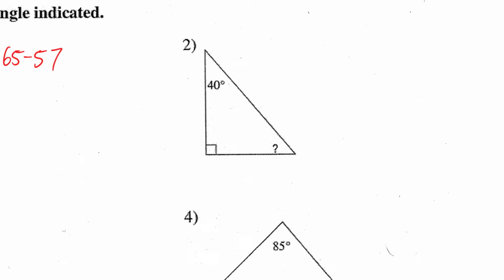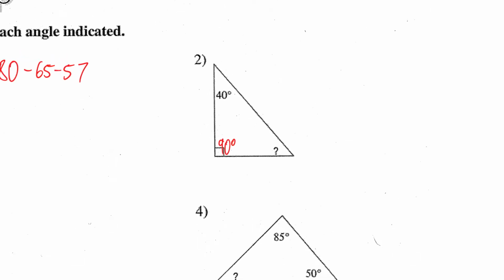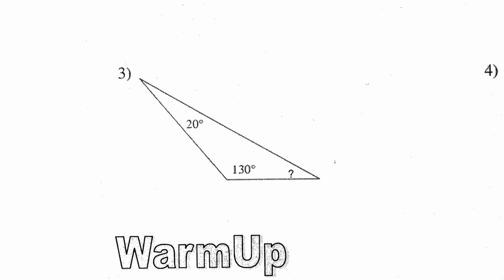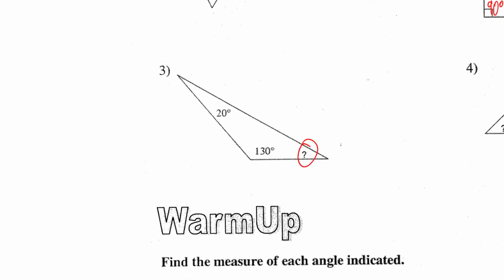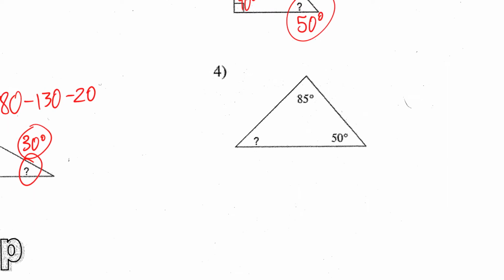Okay, number 2, I'm looking for this missing angle. So this angle's 90, this angle's 40. How big is that angle down there? Okay, it's 50 degrees. All right, on this one. All right, Chris, how big is this angle right here? Okay, 30. 180 minus 130 minus 20, and that gives you 30. Okay, then on number 4, how big is this angle? 45. Okay, it's 45 degrees.